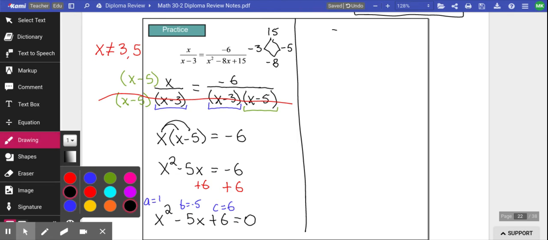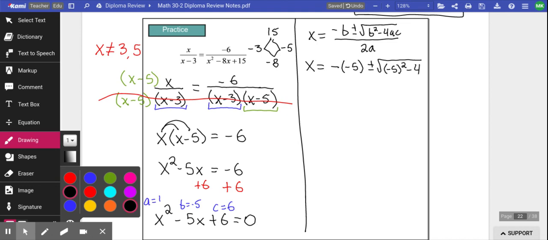The quad formula is negative b plus or minus the square root of b squared minus 4ac, divided by 2a. I'm going to do the quadratic formula so you can see the answers. When I substitute things, I use brackets. So this becomes negative bracket negative 5 plus or minus the root sign of bracket negative 5 squared. Those brackets are important. Times 4 times bracket 1 times bracket 6. All divided by 2 times 1.